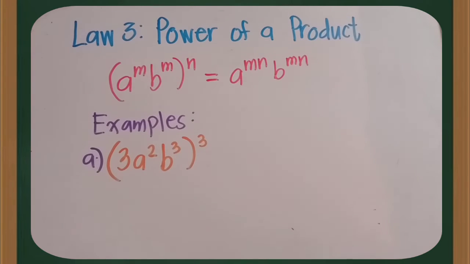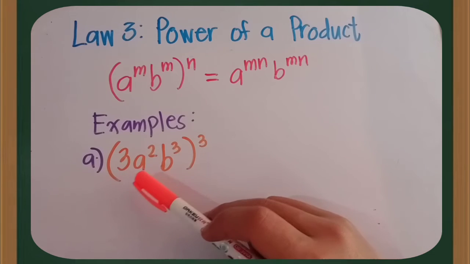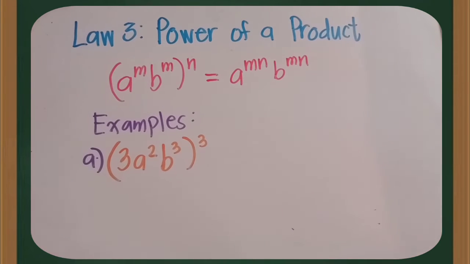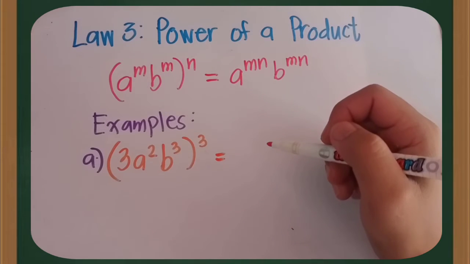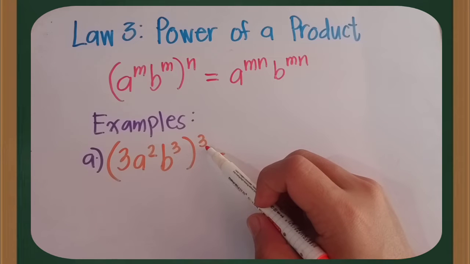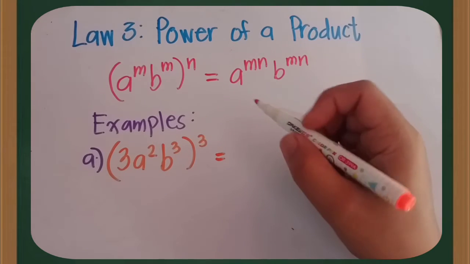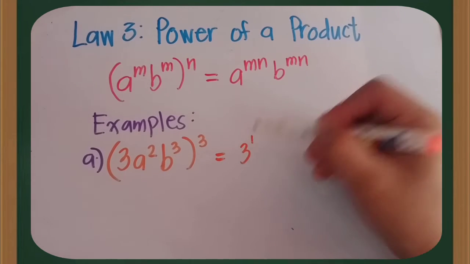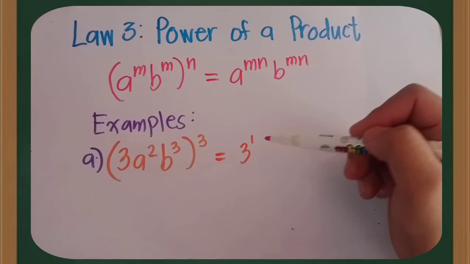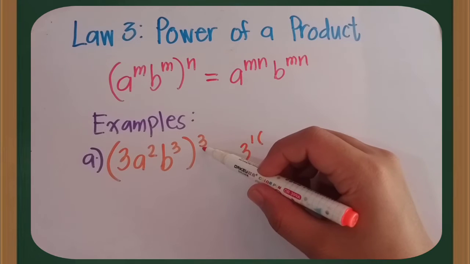Okay? So, let's have examples. Number 1, first example, we have 3a squared b cubed raised to the power of 3. Again, according to the third law, or power of a product rule, the exponent on the outside, we distribute or multiply it by each exponent on the inside. So the 3 has an exponent of 1. Please take note that a constant has an exponent of 1. So 3 is a constant, it has an exponent of 1 times the exponent on the outside, which is 3.